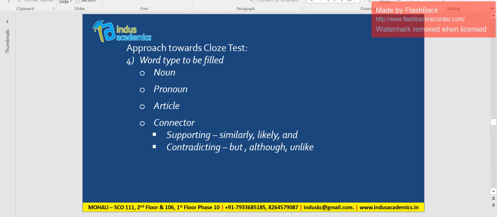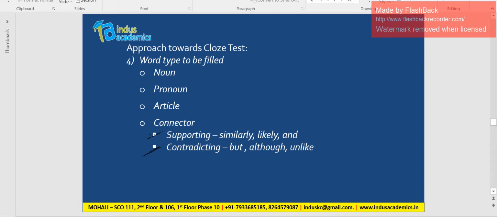Now, in case the word that we are to choose is a connector, that is a word that is joining two phrases in a sentence, please pay attention whether the connector is a supporting connector or a contradicting connector. If the context of the two phrases which the connector is joining is the same, a supporting connector will be used, such as similarly, likewise, and, etc. For example, he's a good and an honest man.